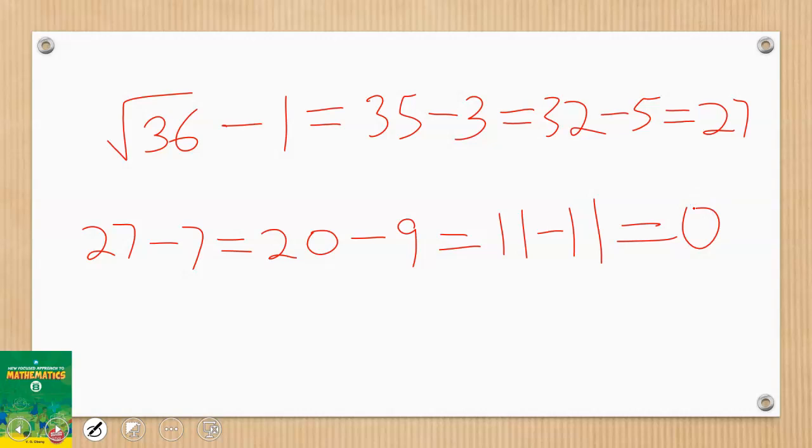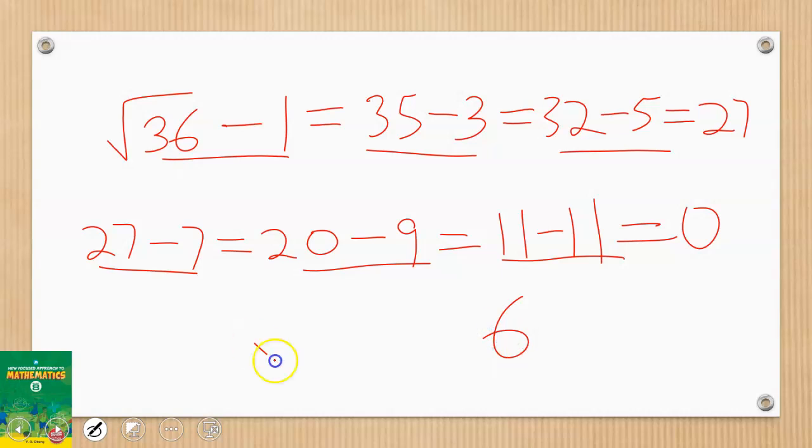Now the moment I do continuous subtraction and I get to 0, of course I always get to 0 because it was the odd numbers sum that gave us the perfect square. So when I get to 0, I ask myself, how many times have I done this subtraction? The first one was here, 1, 2, 3, 4, 5, 6 times. So if it is 6 times, then the square root of 36 will be equal to 6. That's how we can use subtraction of odd numbers to generate the square root of a number.